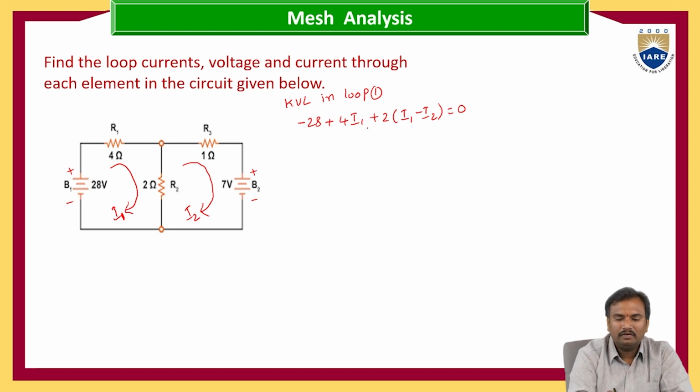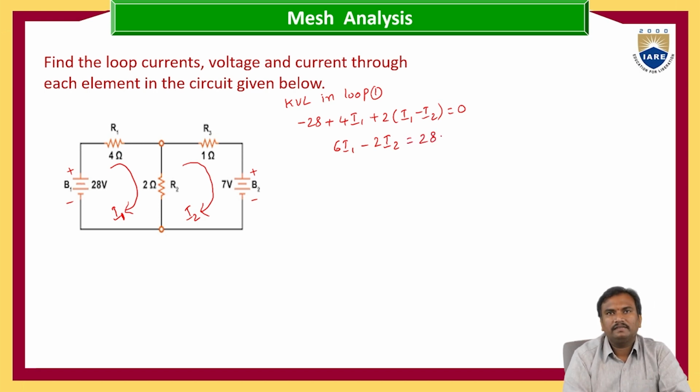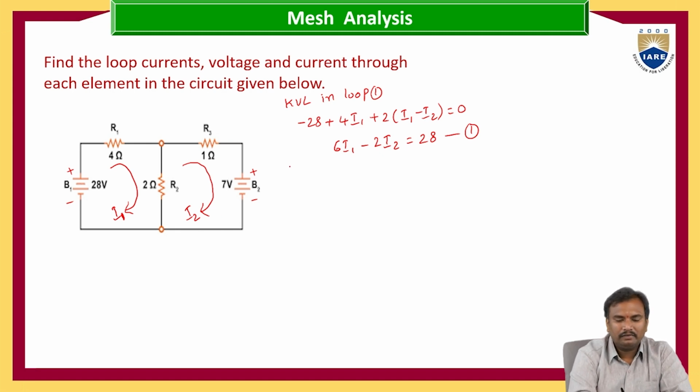That is 4 plus 2, 6 I1 minus 2 I2 is equal to 28. 6 I1 minus 2 I2 is equal to 28. This is our equation number 1. And next, let us write the KVL in loop 2.